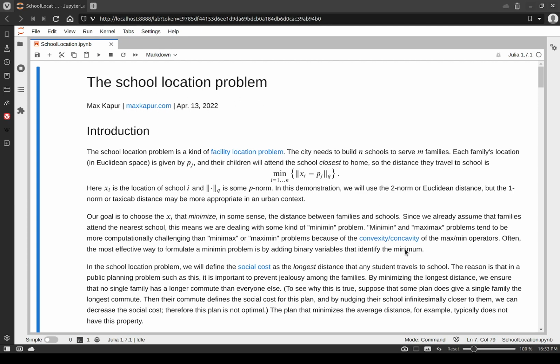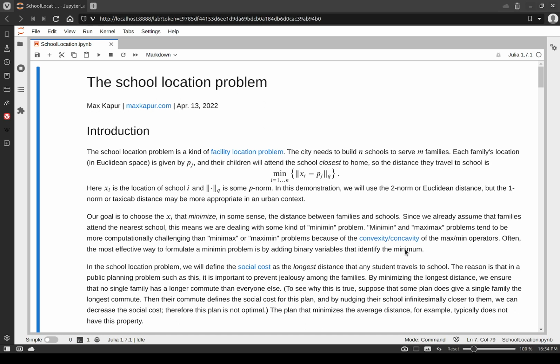Hello, today I would like to talk about the school location problem, which is an interesting optimization problem I've been thinking about for a few days. It's sort of a kind of facility location problem. It's also similar to other clustering problems you may have seen before, but it has a very interesting twist that I think makes it very interesting to study.